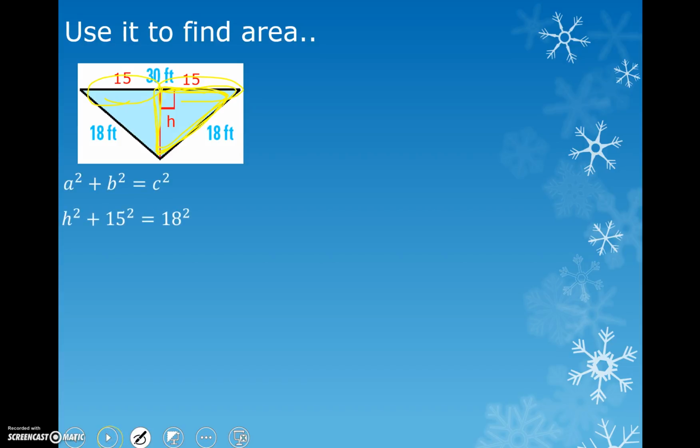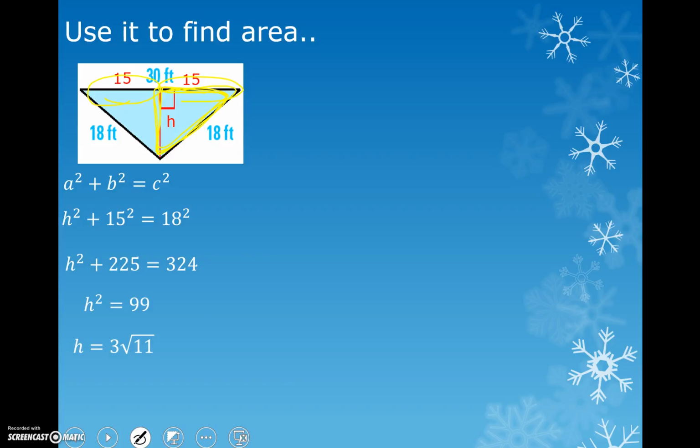Using the Pythagorean theorem, the height is one of the legs because 18 is our hypotenuse. It's across from the right angle. I'm going to square it and subtract. Again, I don't have a perfect square here, so I'm going to simplify my square root. 9 is the biggest perfect square that goes into it, so I get 3 square root 11.